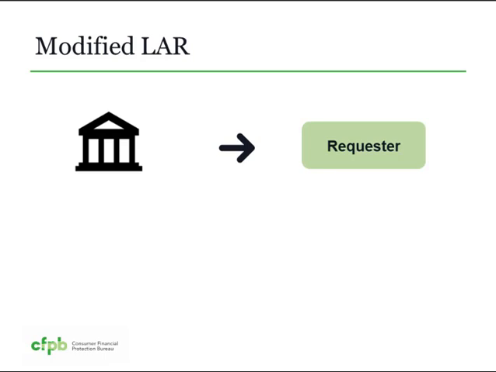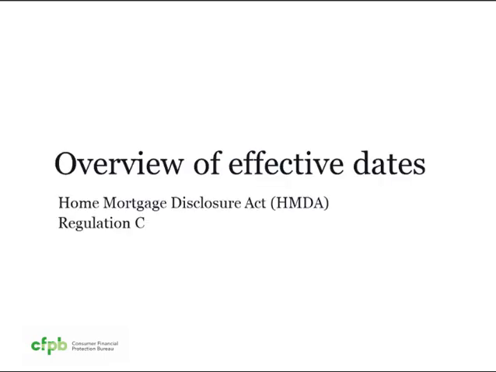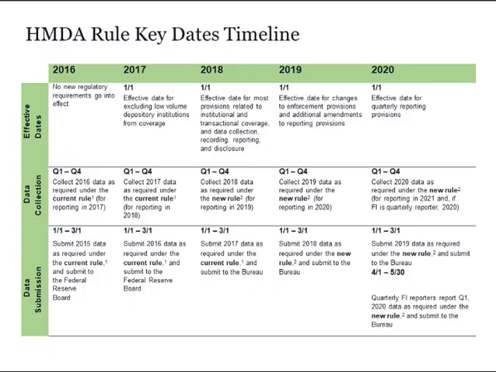Let's move on to the overview of the effective dates for the various provisions of Regulation C under the October 2015 rule. Here is the key dates timeline available on the Bureau's HMDA implementation webpage. This timeline summarizes the effective dates for various provisions, and it also illustrates when data collection would begin and when the data collected must be submitted, because those two activities generally occur in 2 different calendar years.